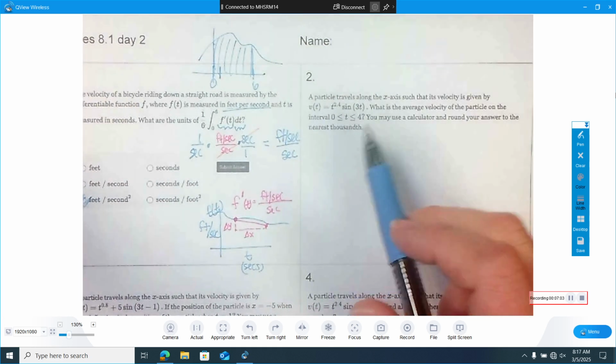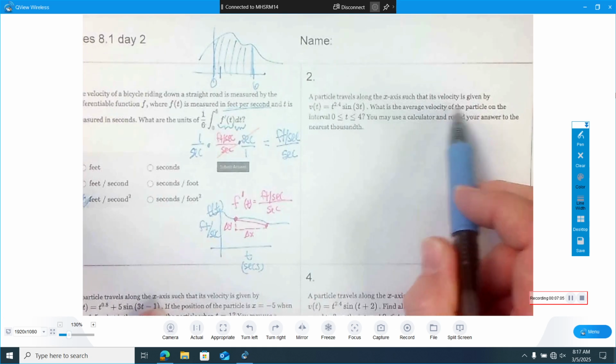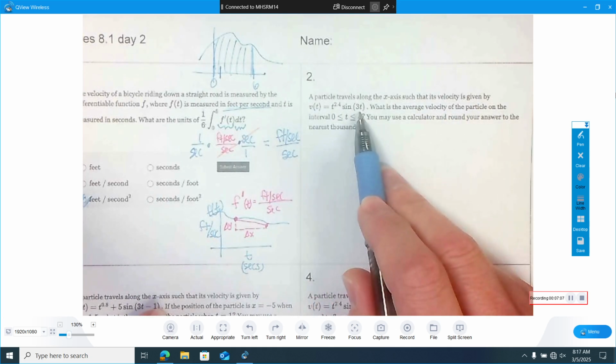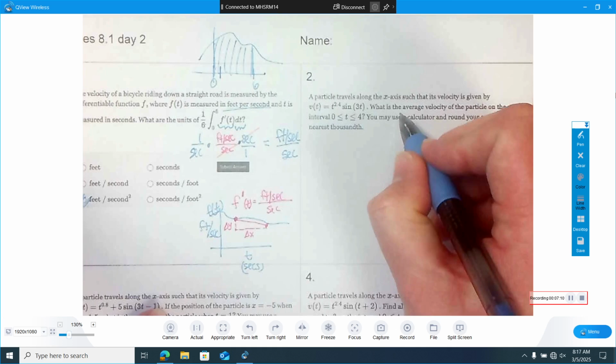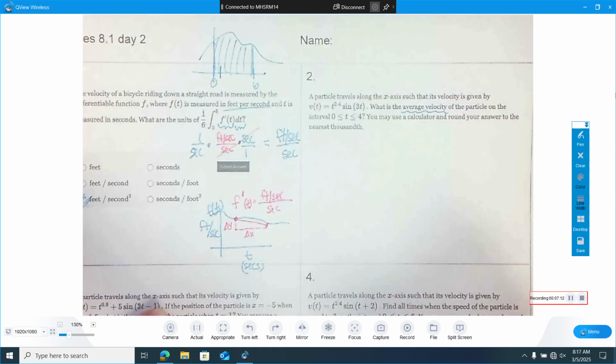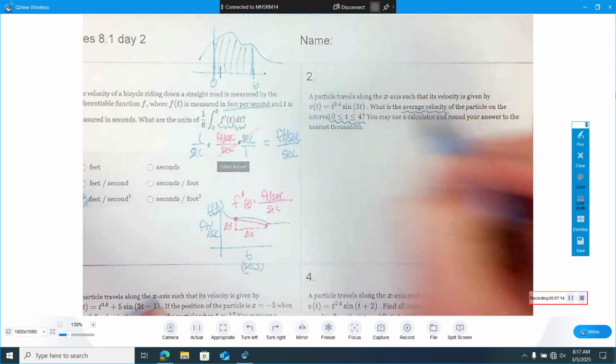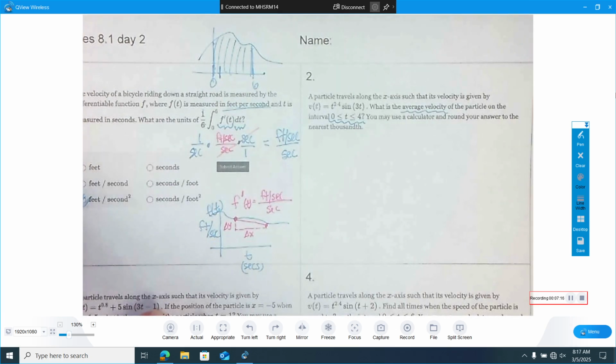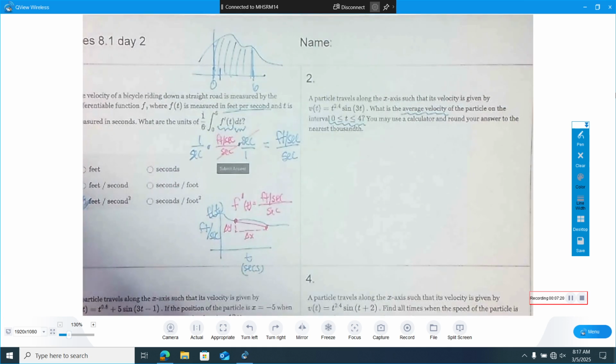let's look at 2. A particle travels along the x-axis such that its velocity is given by this crazy function. What is the average velocity of the particle on the interval from 0 to 4? You may use a calculator. So most of what we're doing today is calculator work, and there are lots of problems. So you get 2 free response questions that are calculator-based, right?